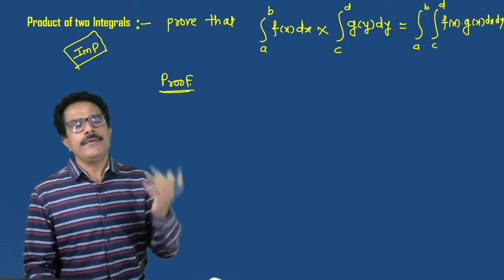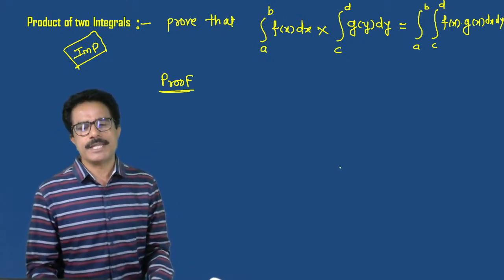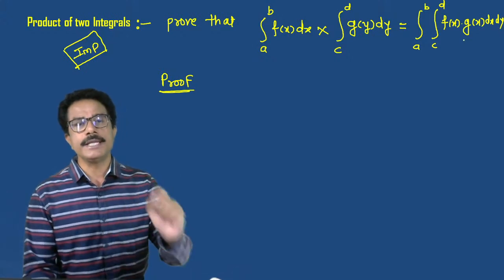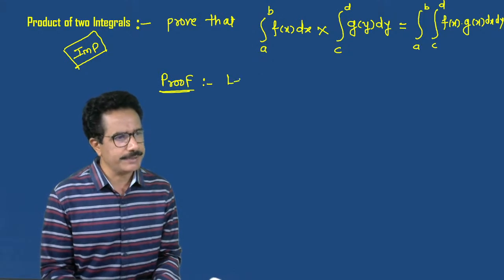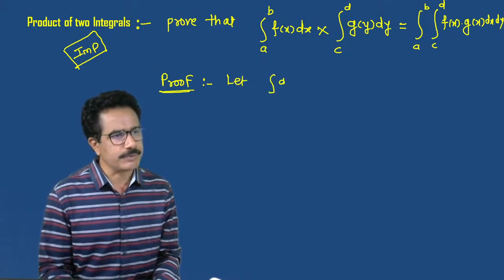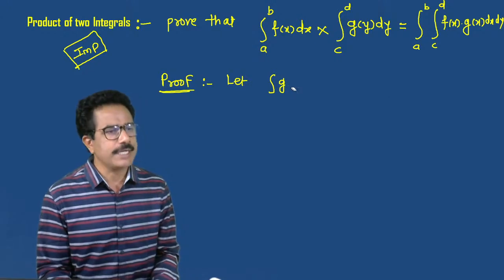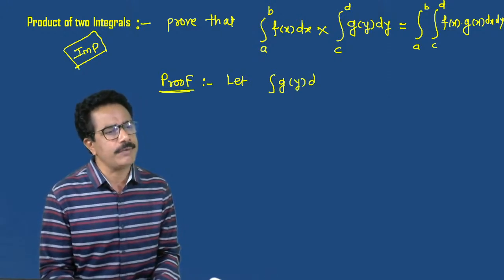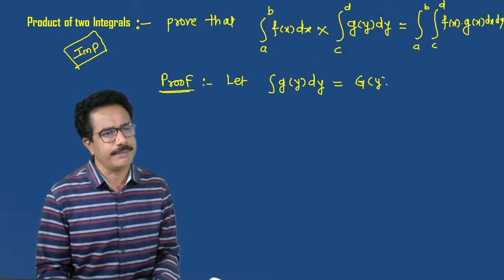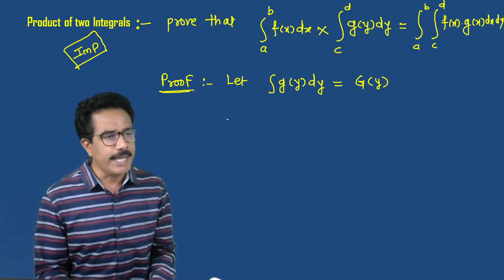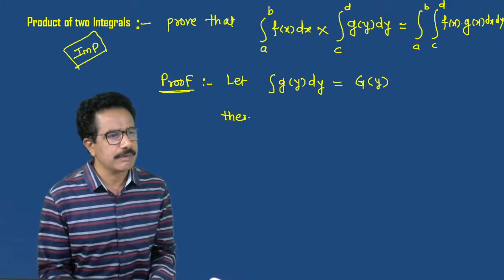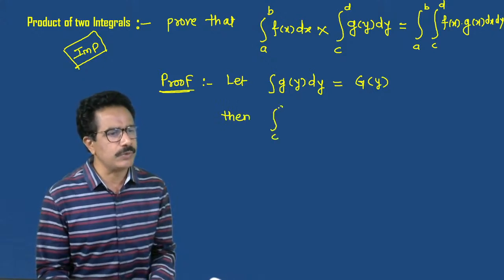Okay, now we shall consider, suppose that the integral of g of x is capital G of x. Let us consider the integral of g of y dy, which equals capital G of y. We have considered that the integral of small g is capital G. Then we can define the integral from c to d of small g of y dy.